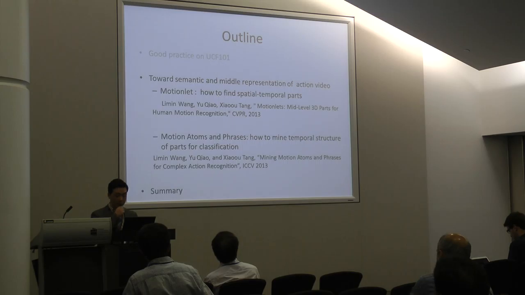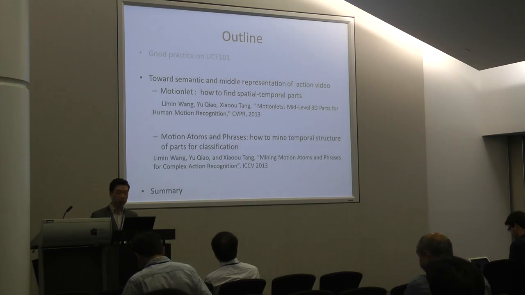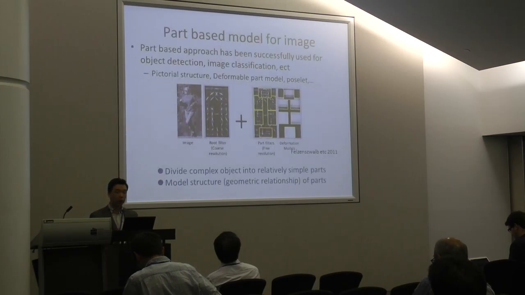And the second part is that we want to talk about several semantic and middle level representations we developed for action representation. The first one is the motion lite. In this work, we try to find some special temporal parts for action representation. The second is that we try to mine some usable temporal structure for part-based classification. Our motivation is like this.